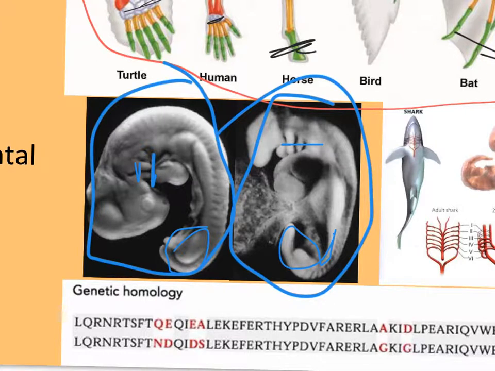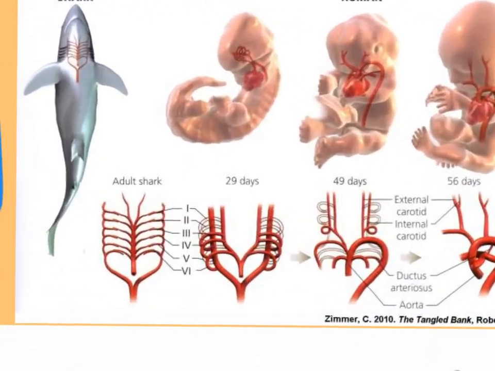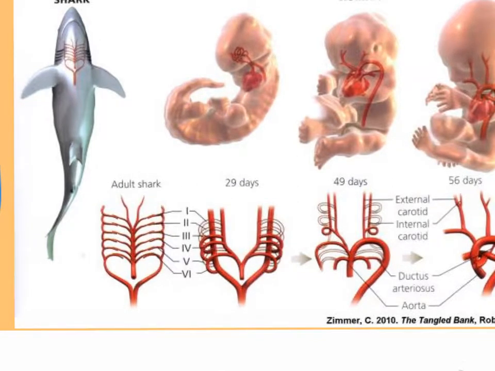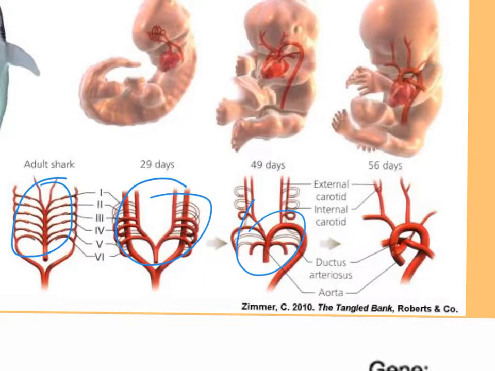So that's called genetic homology. No, I mean developmental homology, and the same thing here. This is of the circulatory system. This is what it looks like for a shark. And all these same things, and you can see the same thing in a human embryo.